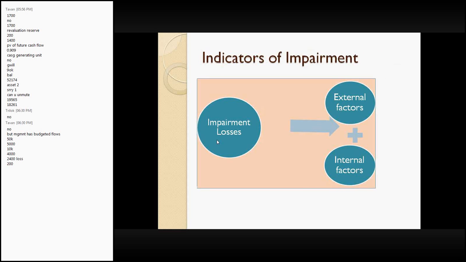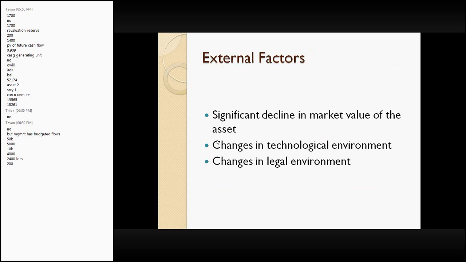So now we come to indicators of impairment, Manish. You were waiting for them. There are two kinds of indicators of impairment: external indicators and internal indicators, which result in impairment loss. External indicators can be a significant decline in the market value of the asset.